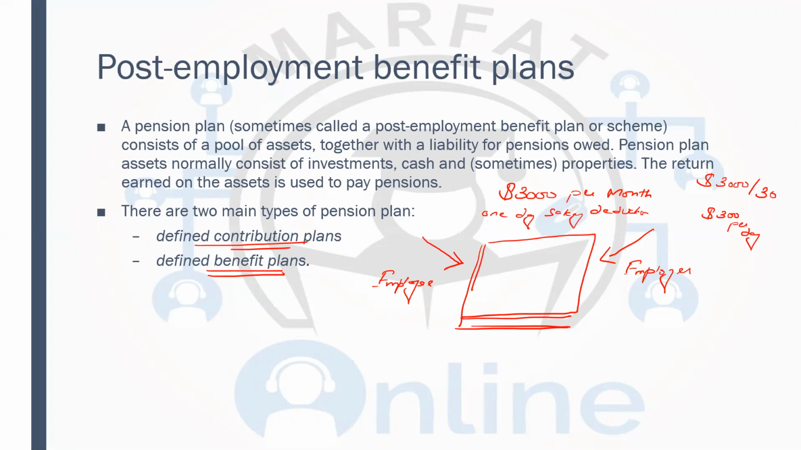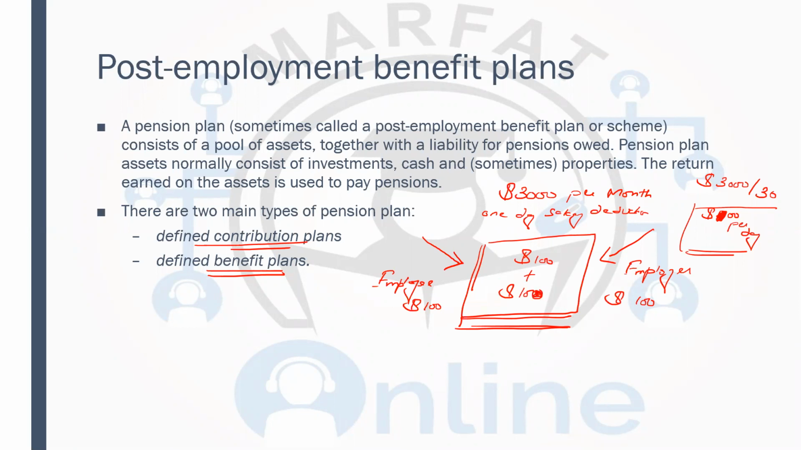Sorry, it is $100 per day, because 3,000 divided by 30 is 100. Now, $100 will be contributed by the employee because it is deducted from their salary. And a similar contribution will be made by the employer. So that means $100 from the employee plus $100 from the employer. This will be the part of the plan.